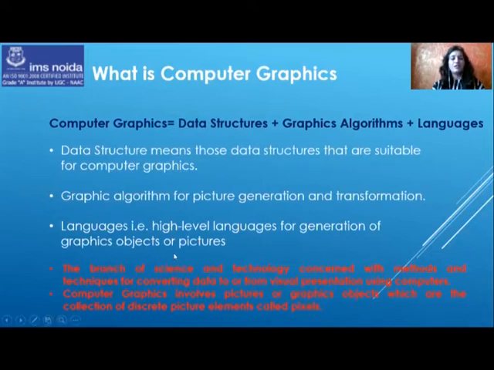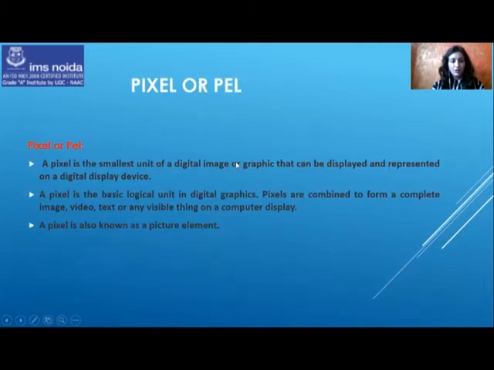So we can say that computer graphics is basically the branch of computer science which is used to convert data into visual presentation using the computer. It means computer graphics involves pictures and graphical objects which are a collection of discrete pixels. Any picture, any image which you can see on the computer or on the television is made up of pixels, right? So next, what is a pixel or pel? We should know about the pixel. Pixel is also known as a pel, right?